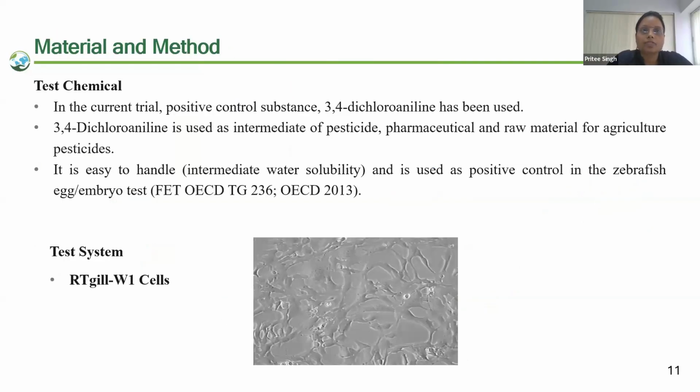For the material and method for validation at JRF, we have validated this study, and at JRF we have used a positive control, that is 3,4-dichloroaniline. It is also recommended by the guideline. 3,4-dichloroaniline is an intermediate of pesticides, pharmaceuticals, and raw material for agriculture pesticide. It is easy to handle and is used as a positive control in zebrafish acute embryo toxicity test. The test system which we used here at JRF was RTgill-W1 cell line that has been procured from ATCC.